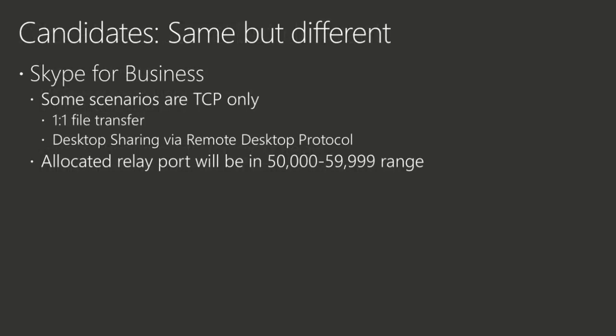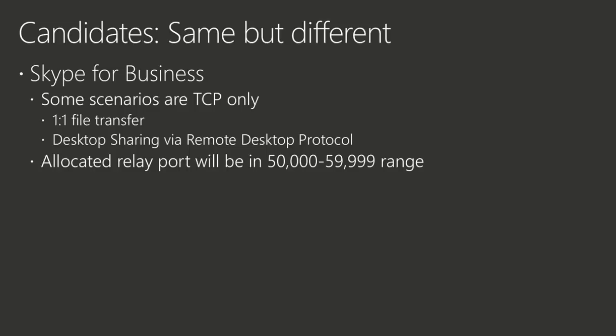Candidates. Also, how we allocate the candidates is a little bit different. In Skype for Business, there are scenarios that work only with TCP. So if you're doing the one-to-one file transfer where I send someone a file, it will be only TCP. We won't be doing UDP for that.